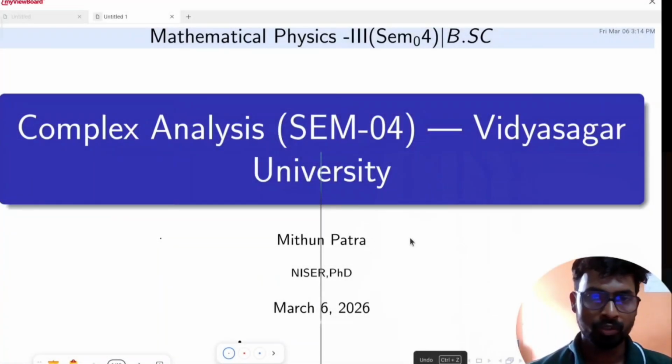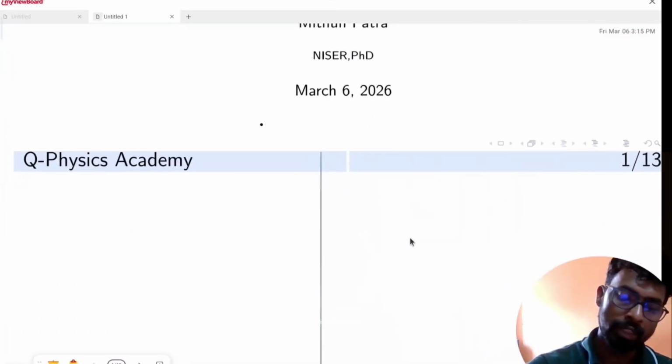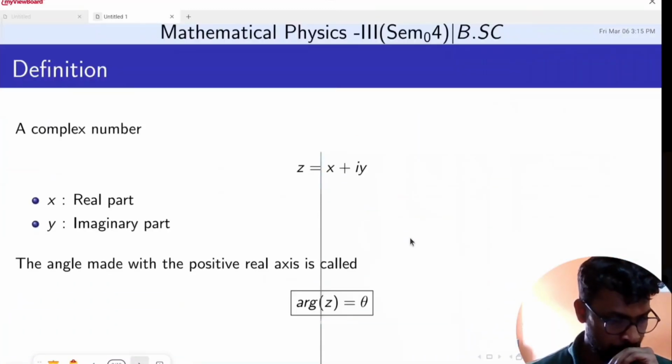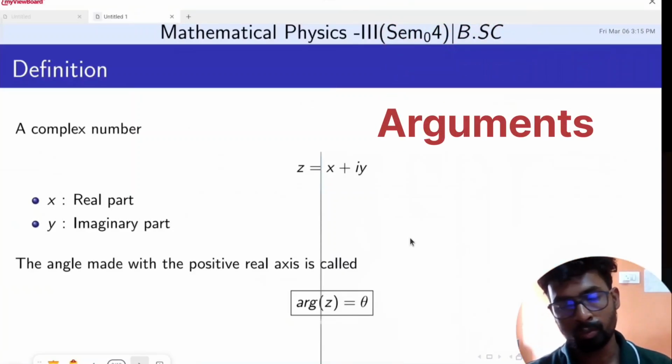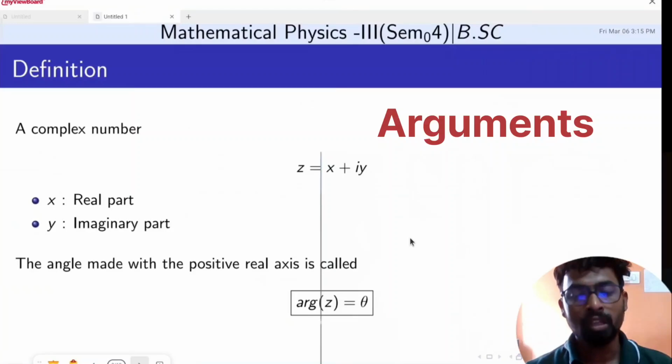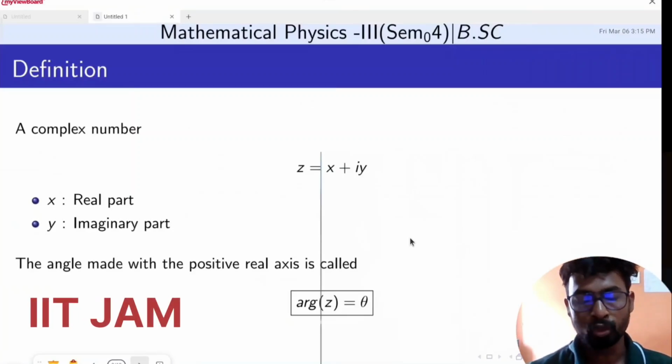Myself Mithun Patro, and I am a PhD student at the NISER Earth and Planetary Science Department. Today's class is for the semester 4 lectures. Today's class is to discuss the argument calculations and also the principal argument calculations, and we have to cover some of the previous year IIT JAM problems also.